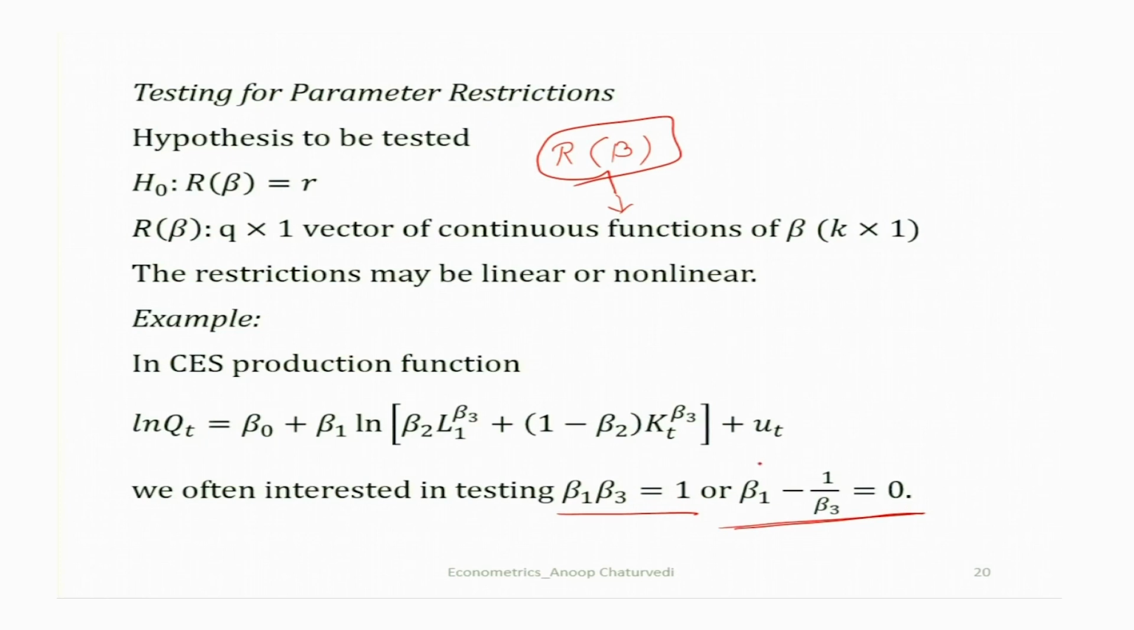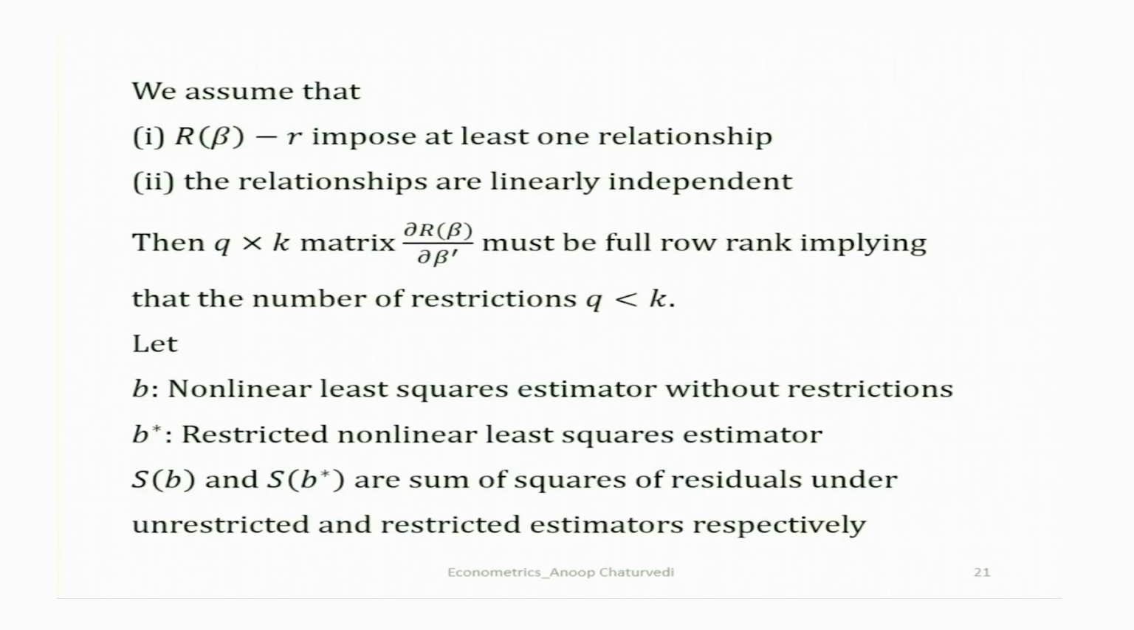So, here this r(beta) is not a linear function of beta 1 and beta 3, it is a non-linear function. Then we assume that r(beta) minus small r imposes at least one relationship. So, at least one restriction you must have. Then the relationships are linearly independent. So, all these relationships must be linearly independent.